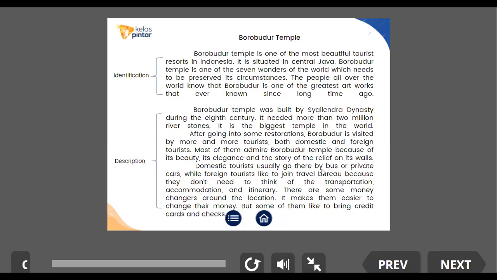Oh, they can go there by bus and then private cars, join travel bureau, and then they can change their money, they can bring the credit cards, blah blah blah. Yeah, it is explained in the description part, so it's more specific.